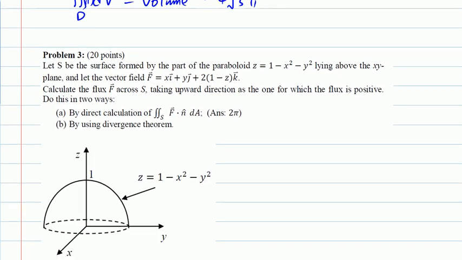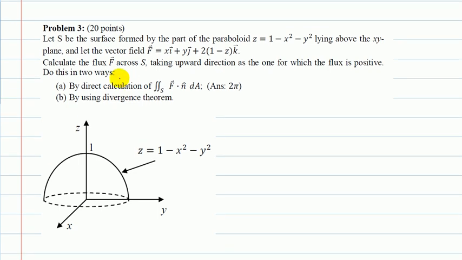Problem number 3. Let S be the surface formed by the part of the paraboloid lying above the xy plane. So you have a parabola here, and the only part we consider is this part of the surface. Given the vector field, calculate the flux across this surface.